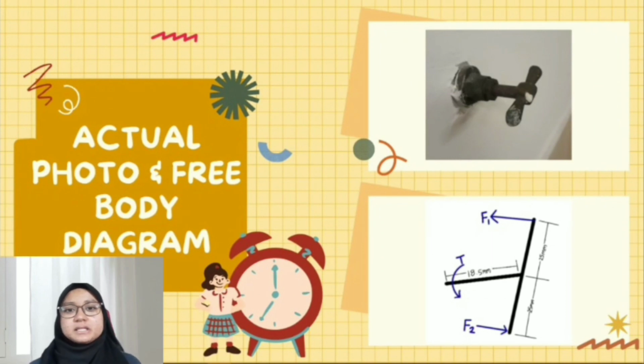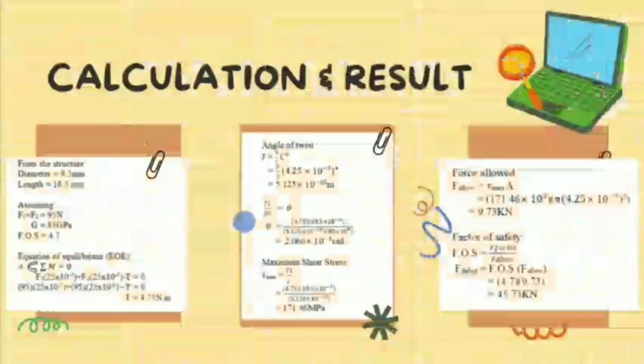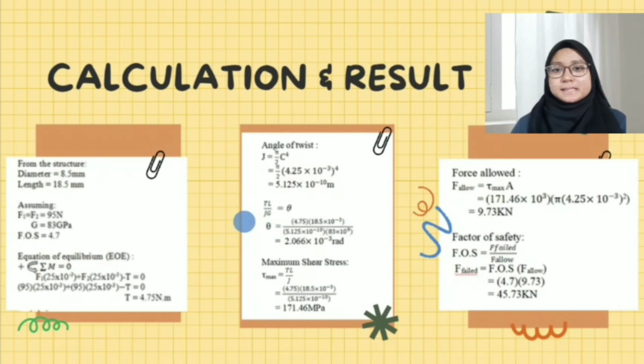I will be continuing the presentation about the free body diagram and the calculation. From the FBD, we can see that there is force acting at two sides, so that it will be rotating the part. Next, for the calculation and result, we will be assuming the value of F1 and F2 is equal to 95 newtons and the factor of safety to be 4.7 gigapascal. From the length and diameter, I have measured the device and get the length is 18.5 millimeters and the diameter is 8.5 millimeters.